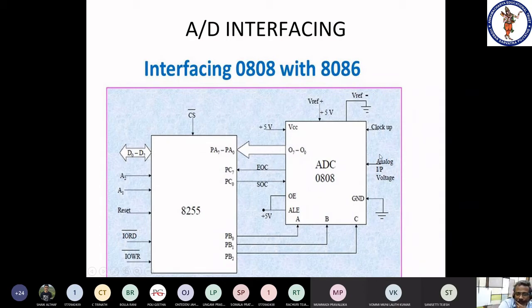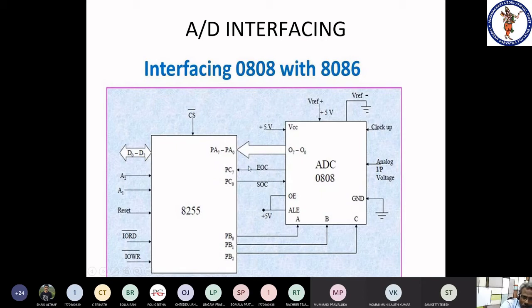Whatever analog input is selected is converted into digital format with 8 bits, so O0 to O7 are the digital outputs. These digital outputs can be connected to the 8255, and from the 8255 the data bus is connected to the 8086 processor for reading the digital data.